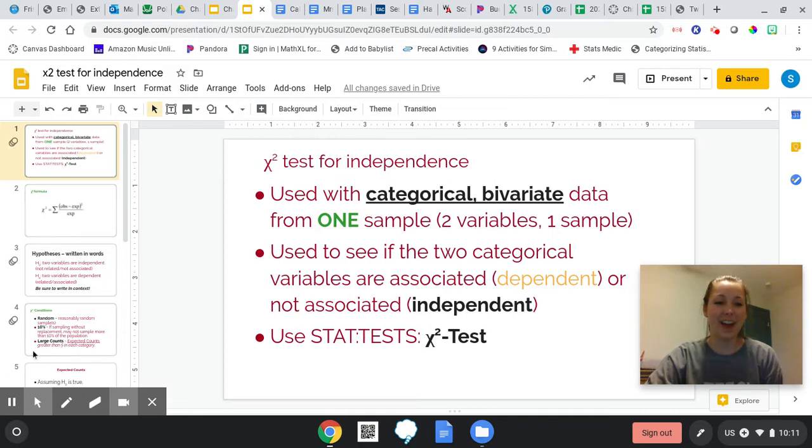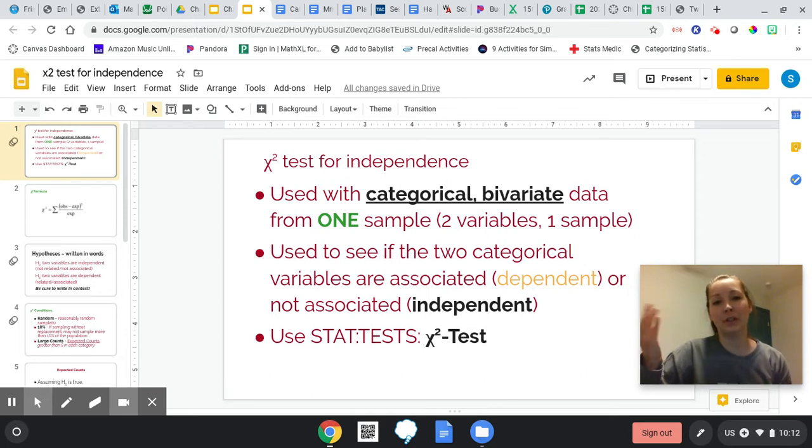I am going to walk you through how to run the chi-square test and then cover any last little updates on the videos. So, for a chi-square test for independence, like we've been talking about, you're going to use this with categorical bivariate data from one sample. So you took one sample or you gathered one sample from a data set and measured two categorical variables. And we're testing to see if these variables are related or, in other words, associated.